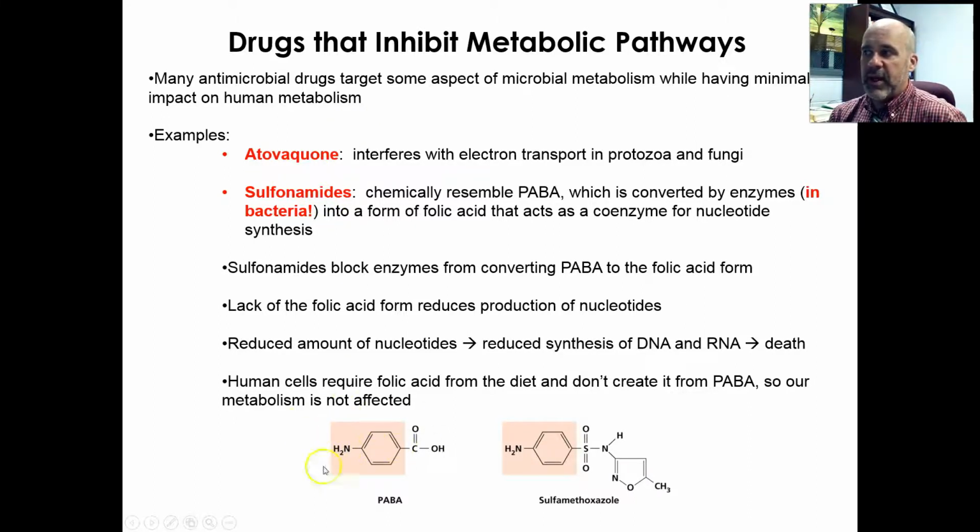So there are enzymes that convert PABA to folic acid. These drugs inhibit those enzymes because they're mimicking PABA. The enzymes attach to the drug instead of PABA, and now PABA doesn't get converted to folic acid. So you have limited numbers of nucleotides, you can't build your DNA and your RNA, and the cell winds up dying.